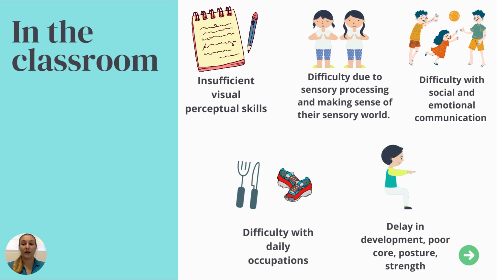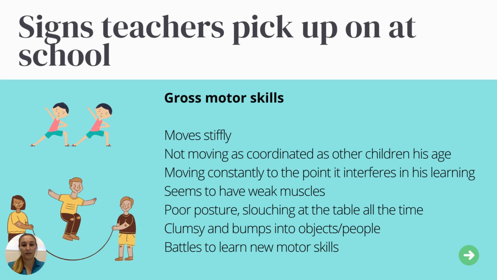Children that have any of these observable or even basic skills, there could be a lot of skills that are not consolidated yet for this child. So we can think, what kind of behaviors are you seeing in your class that are concerning to you, and what type of signs can teachers pick up on at school? So this list is by no means exhaustive, and we can look at a few different signs in different areas.